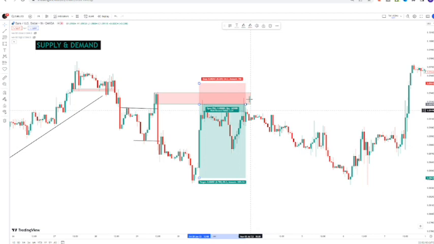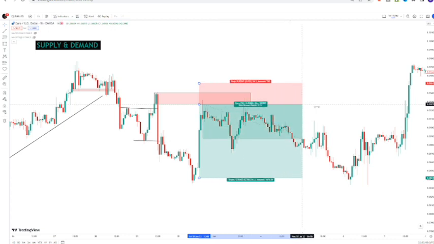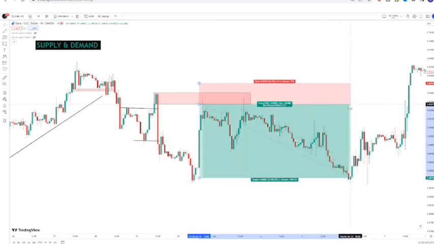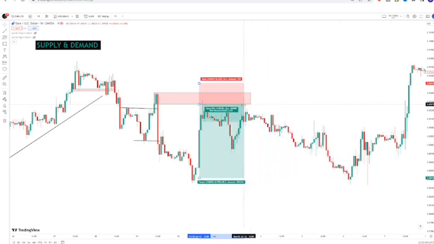You see what happens after the price fills this gap. You see how slow the market went before it hits our target. So that's how to trade it. This is what I mean by that.